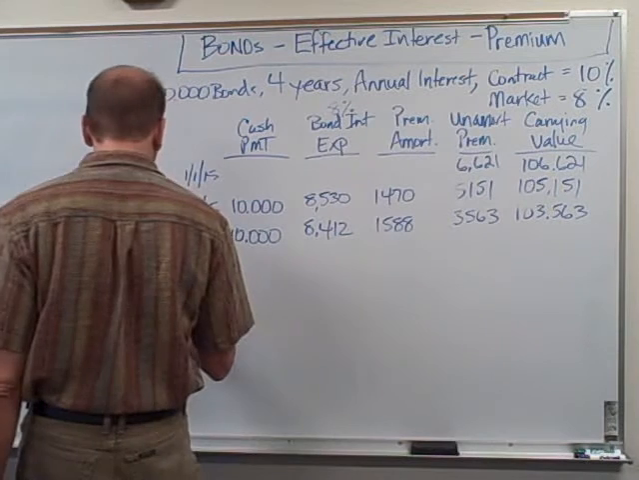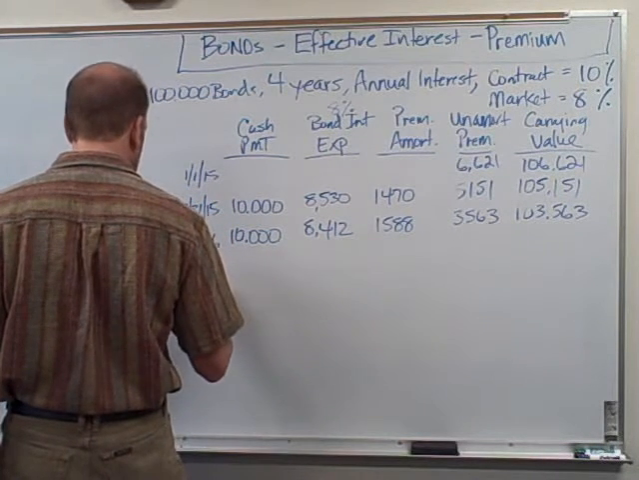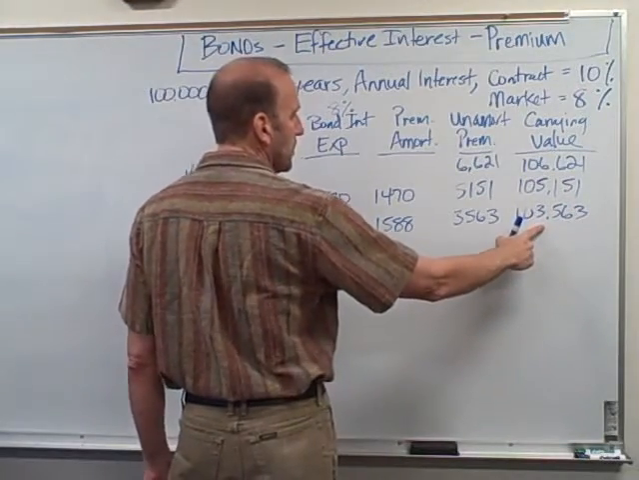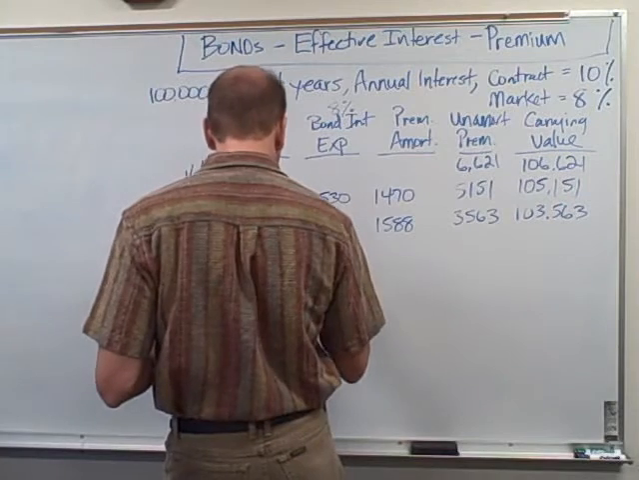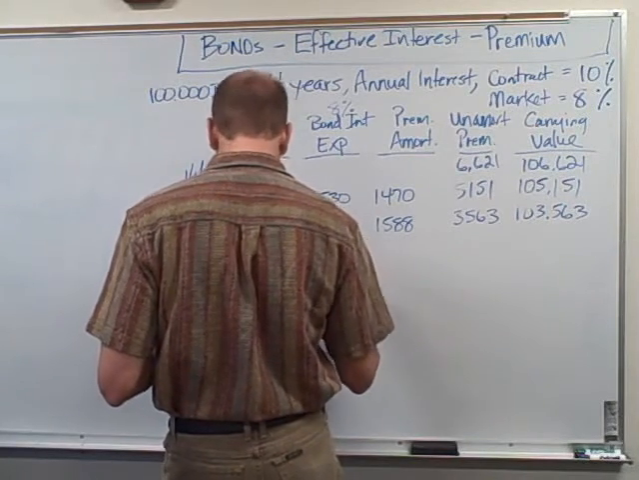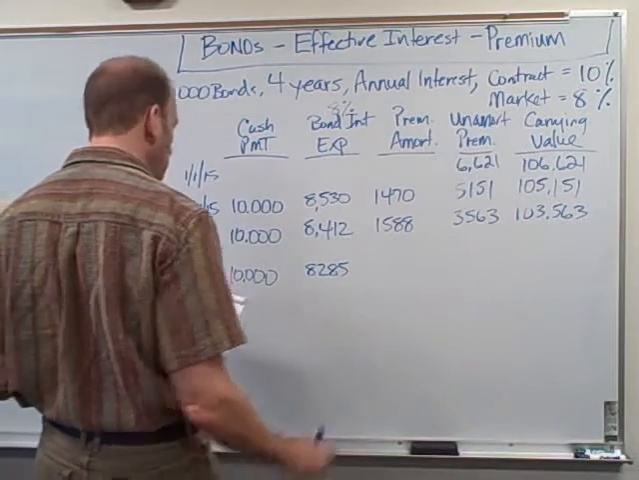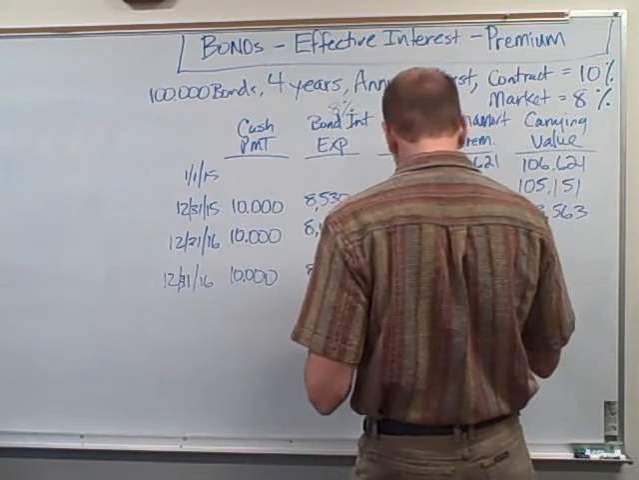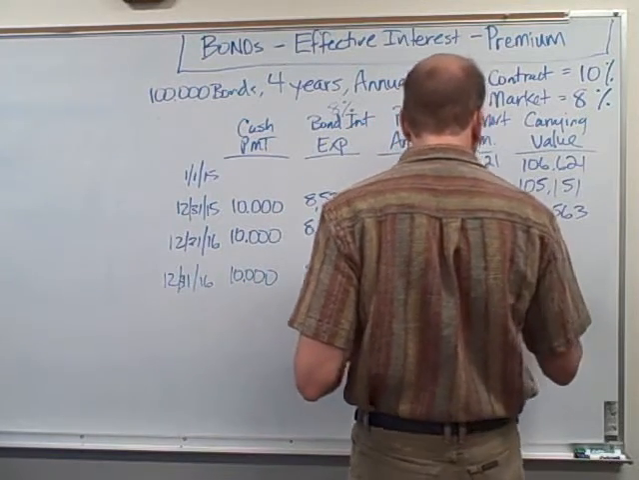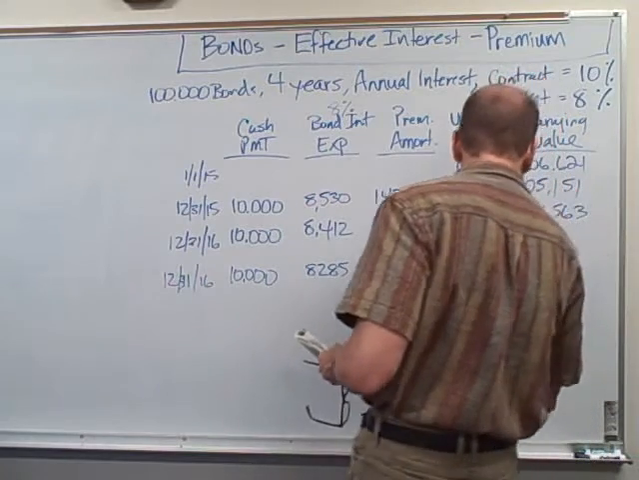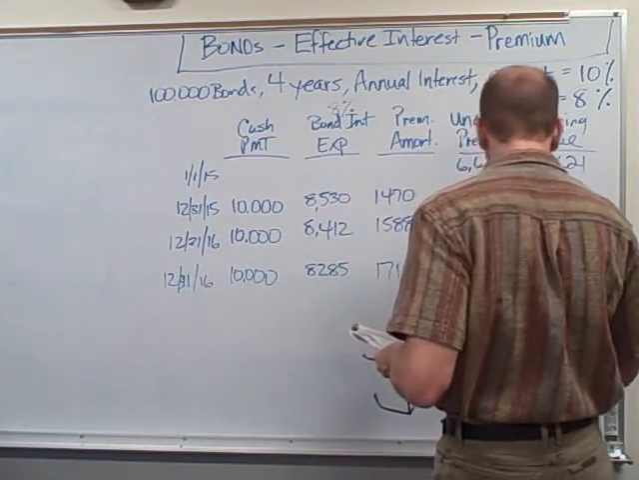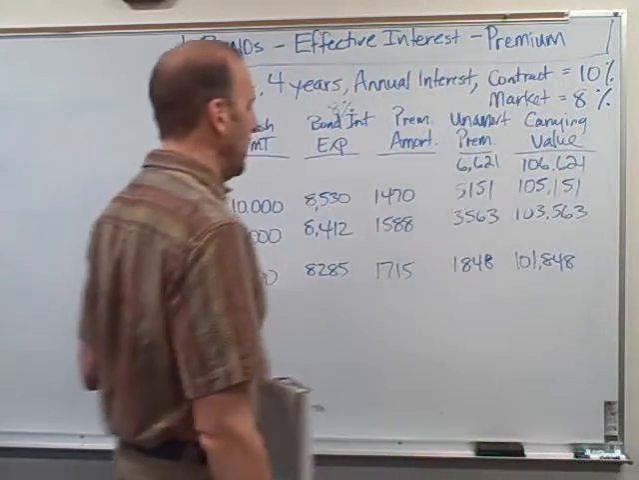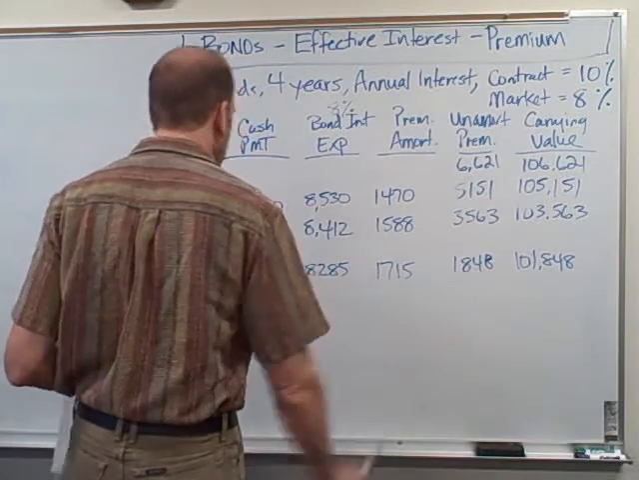Now the next year, we just keep going through the same process. $10,000 cash. 8% times the 103,563 gets us 8,285. 10,000 minus 8,285 gets us 1,715. We reduce our premium by that, which gets us 1,848. And now 101,848 is our new carrying amount, because we add this to 100,000 to get our carrying value.